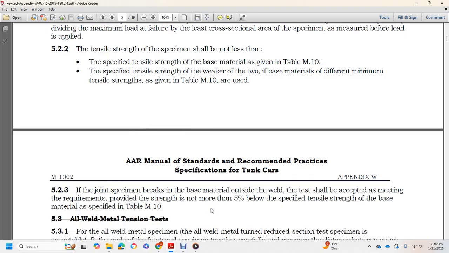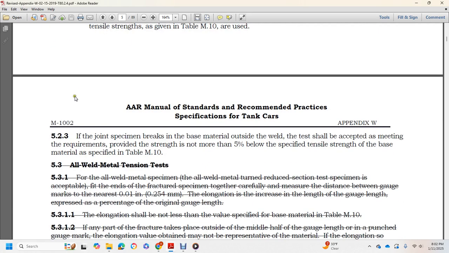5.2.3. If the joint specimen breaks in the base material outside the weld, the test should be accepted as meeting the requirements, provided the strength is not more than 5% below the specified tensile strength of the base material specified in the table M10. 5.3. All weld metal tension test.